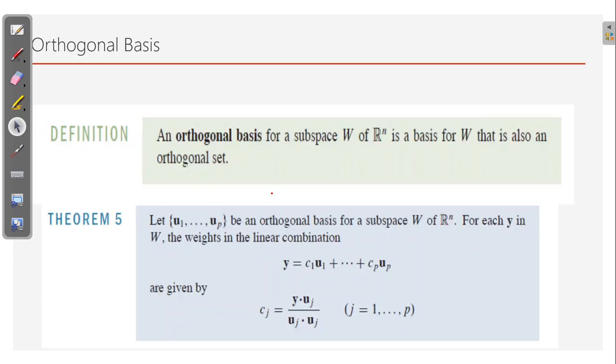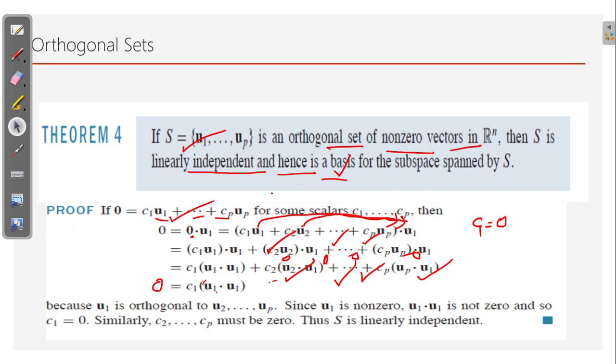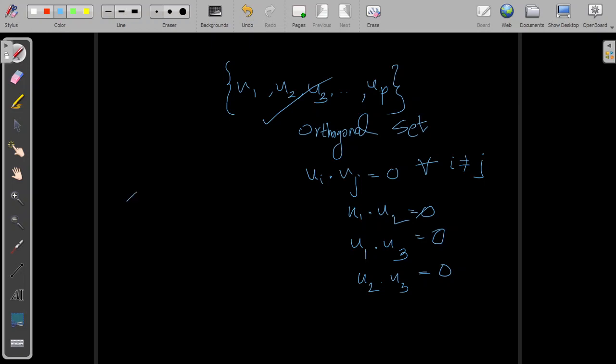So the definition is that it also forms the basis for the subspace spanned by S. That means you have to consider the span of S, that is, the span of u1, u2, etc. up. Then this set u1, u2, u3, etc. forms the basis for this span.